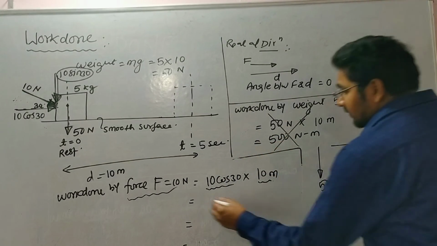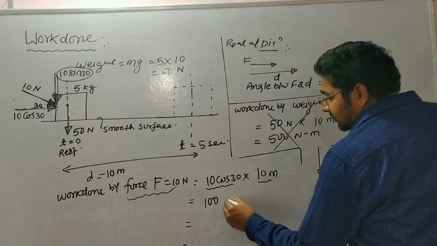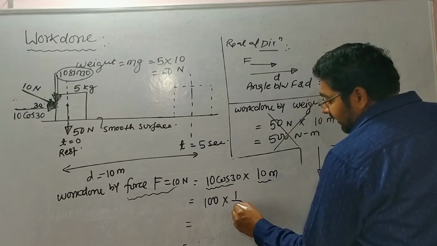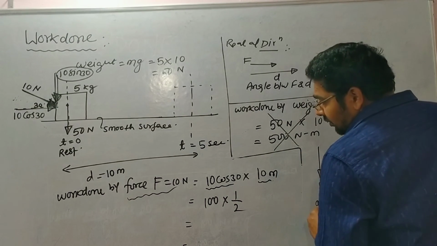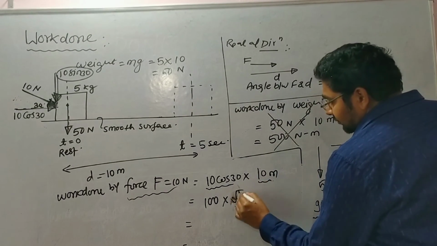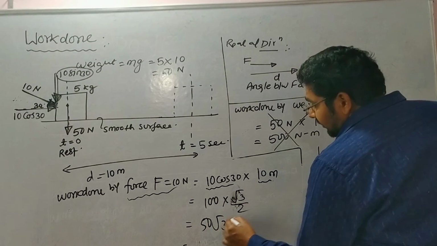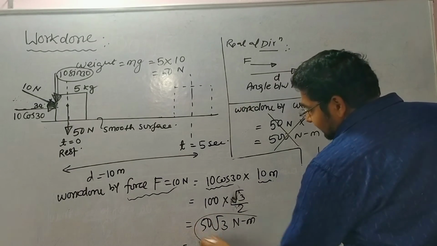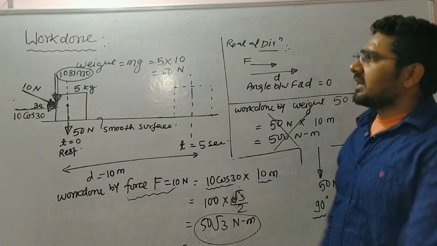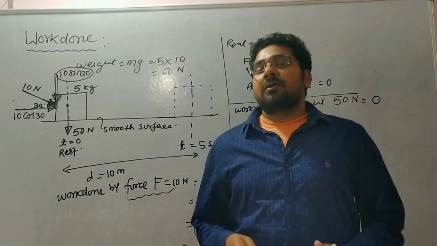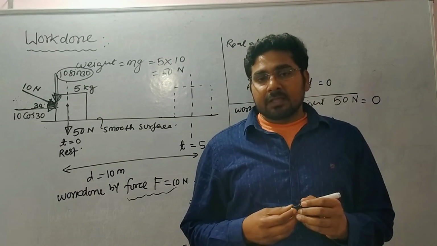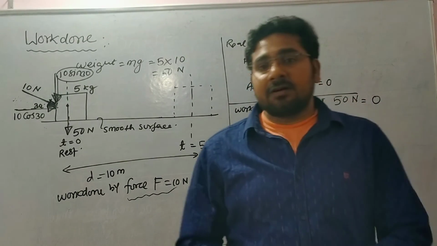So here the value will be 100 cos 30, and cos 30 will be root 3 divided by 2, so it will be 50 root 3 newton meter. So this will be the answer. So this is a simple example that I have taken to give you a brief introduction about work done, and this is my video.